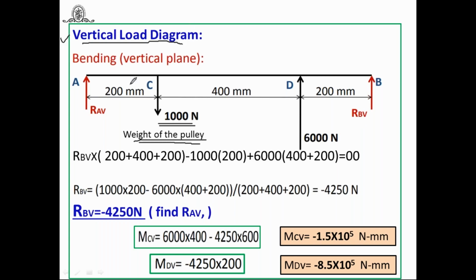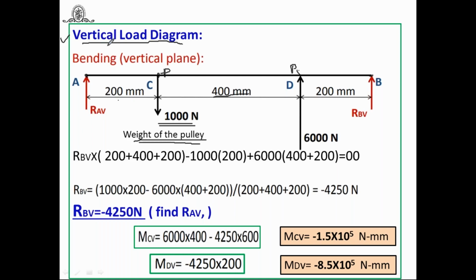First, what you have to do? First, draw the vertical load diagram. This is A, this is B, and what is the distance from bearing A to C? That is 200 mm. C is the pulley, you know very well. Then C and D, what is the distance? 400 mm. D is the pinion. And then here, this is the bearing B.